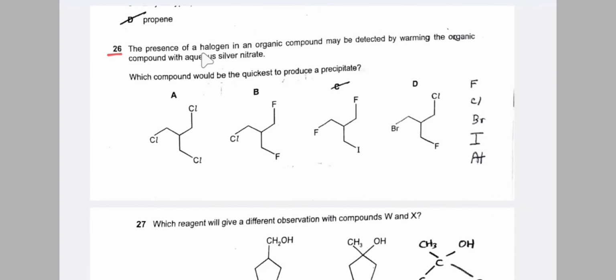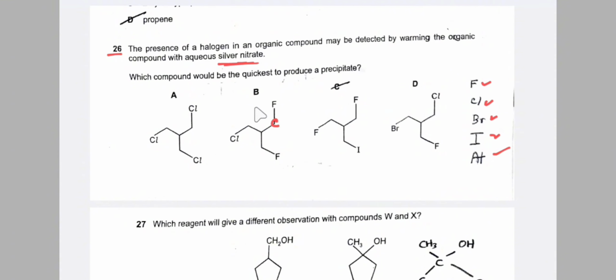Number 26, the presence of a halogen in an organic compound may be detected by warming the organic compound with aqueous silver nitrate. Which compound would be the quickest to produce a precipitate? That means which compound would react with aqueous silver nitrate to form a precipitate. As we know, down the group the reactivity of the halogens decreases: fluorine, chlorine, bromine, iodine and astatine. So the bond of carbon with fluorine is strong, so this bond is difficult to break.